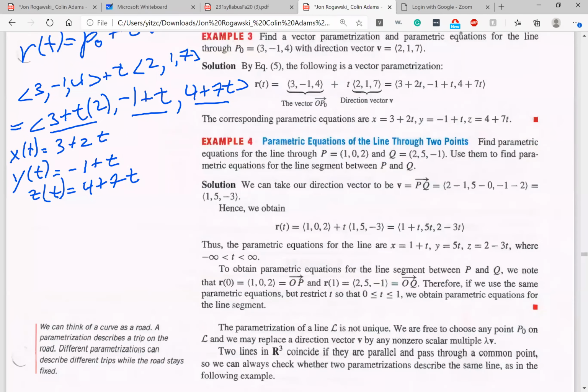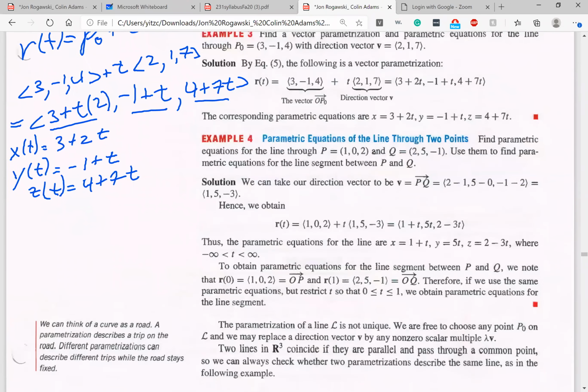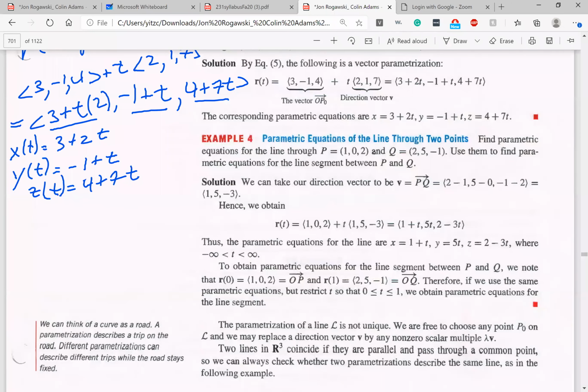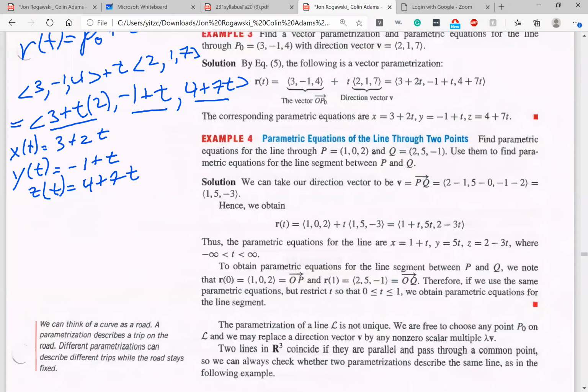Okay, so let's try the next problem. So we want to find the parametric equations of the line through 2 points. So in order to do this problem, we have to first find the vector. We can use any one of these points as the initial point, as the P0. But then we can find the vector between these points, and then we can use that as the vector. And should I do this problem, or is this understood and we can move on? I learned by examples, so seeing another worked out example would be great. Okay, perfect. So let's do that.